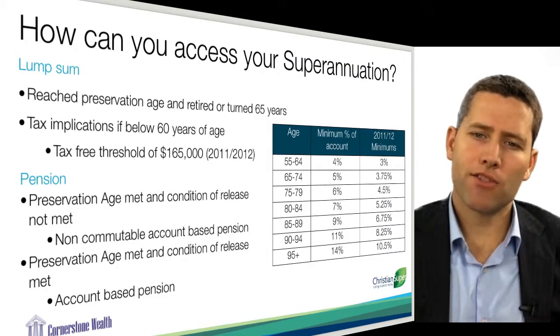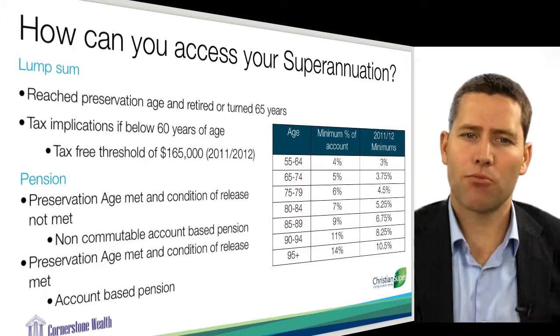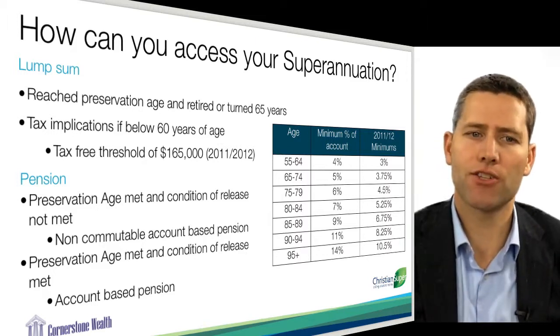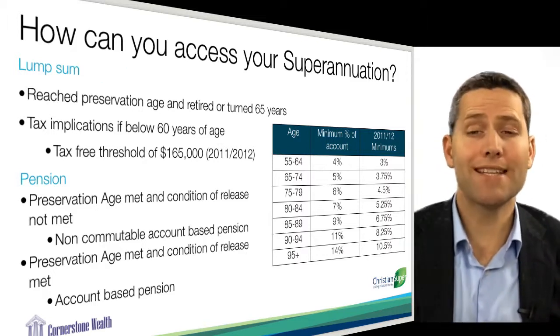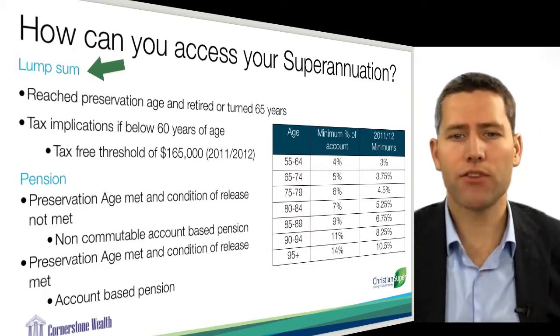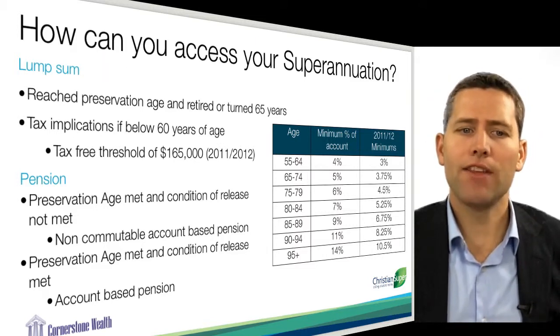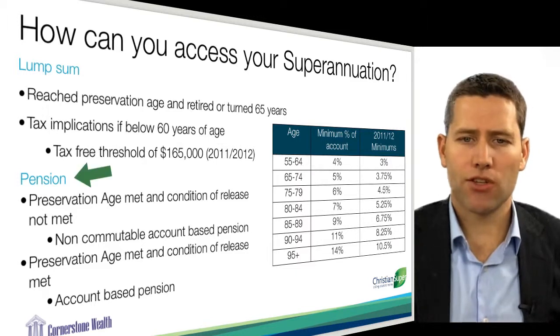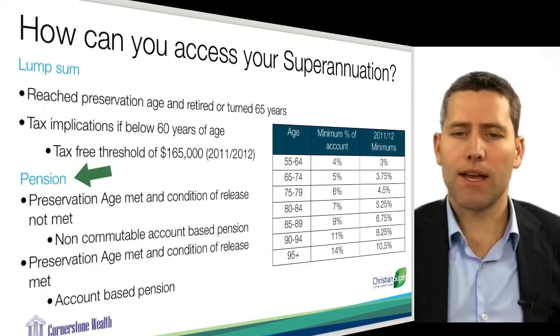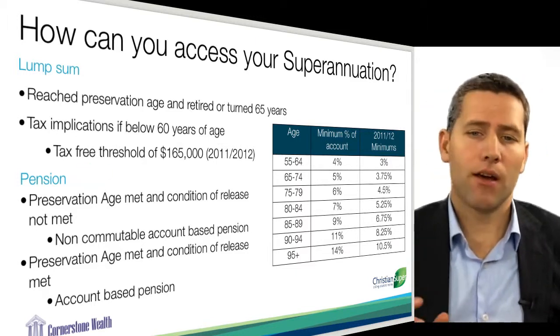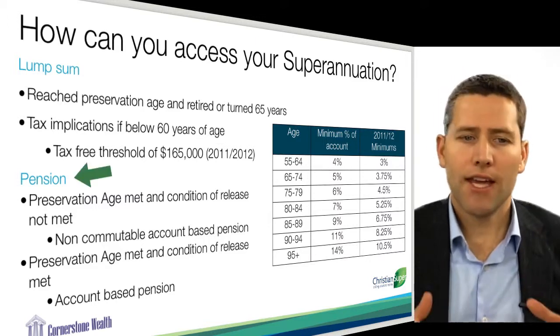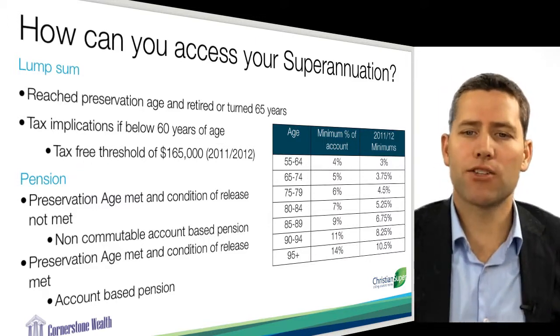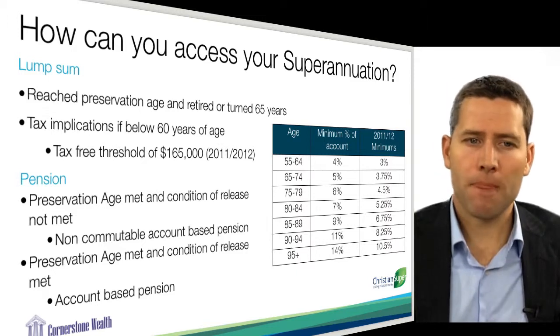And here's the methods by which you can access your superannuation. How can you access your superannuation? There are two forms. One is in a lump sum, drawing lump sums out of your superannuation account. And the other one is via a pension. So drawing a regular amount, whether that's an annual amount, a monthly amount, or a quarterly amount. It's drawing an amount out of your superannuation on a regular basis.